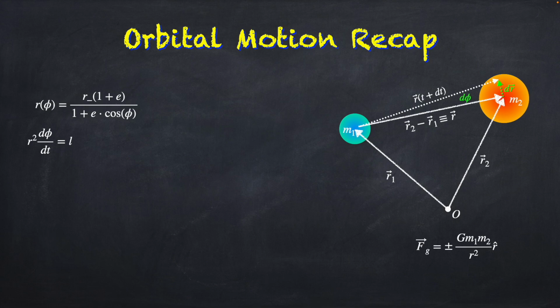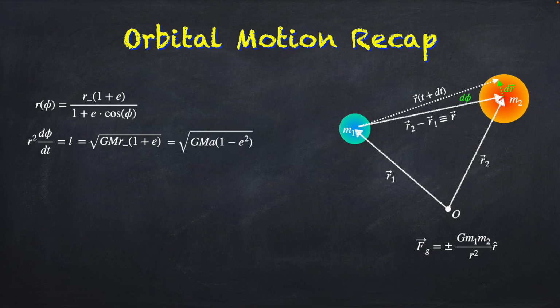Along the way in this derivation, we also found that the quantity r squared d phi dt was equal to a constant, which we called little l. And little l had the following value, where capital M is the total mass of the system. It's m1 plus m2. In the case of a closed orbit, so a circle or an ellipse, you could also rewrite this using the semi-major axis.